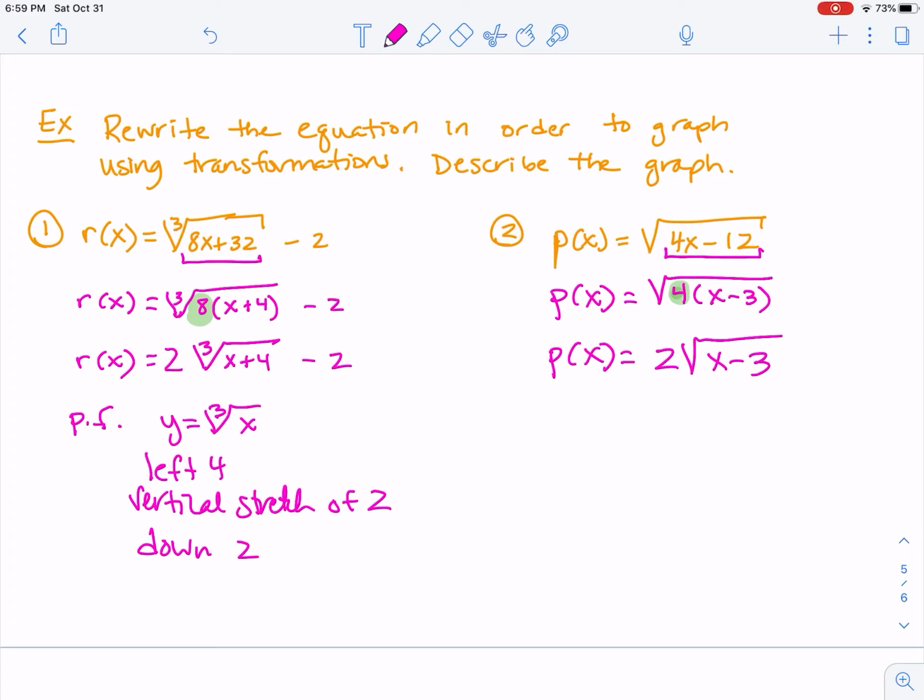So, how do you describe the graph? Well, let's see. Parent function, square root of x. What are the transformations? That minus 3 indicates we're going right 3. And then the 2 out in front means I'm having a vertical stretch of 2, meaning the y values of my graph are going to be pulled away from the x-axis.